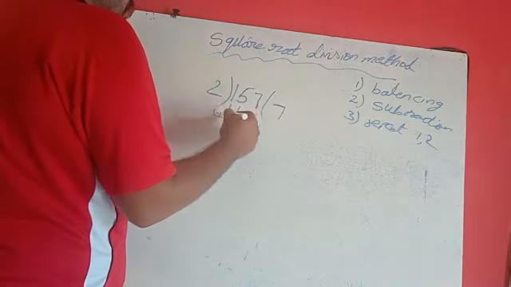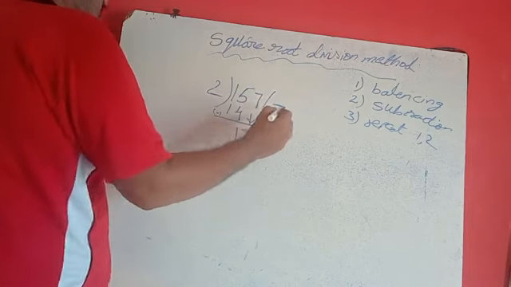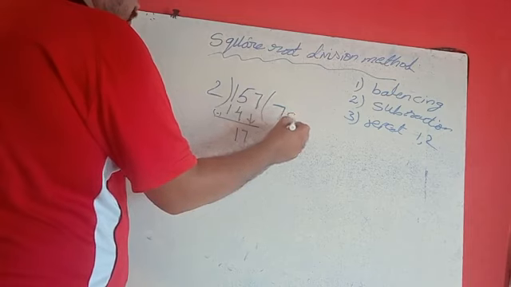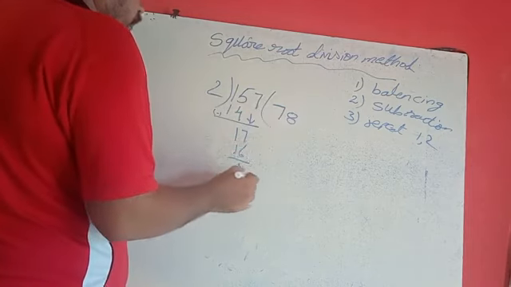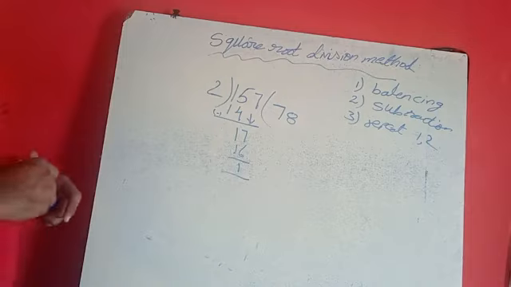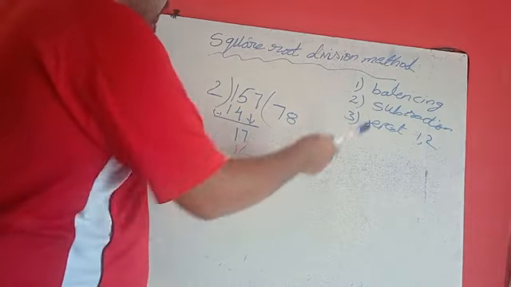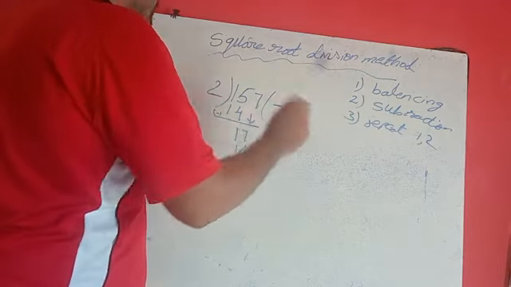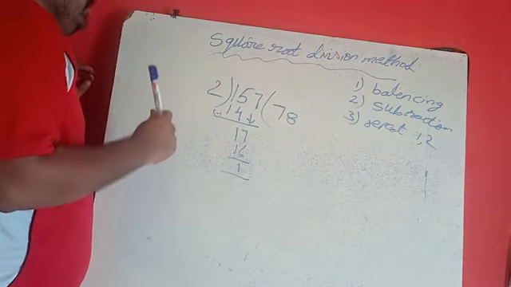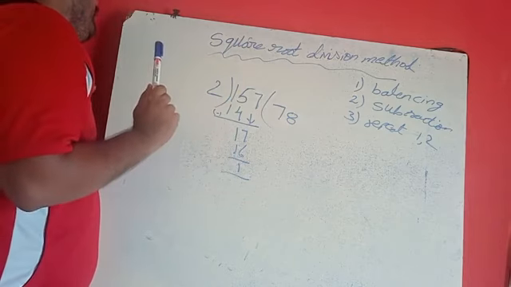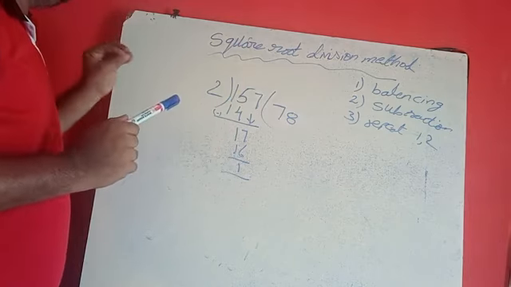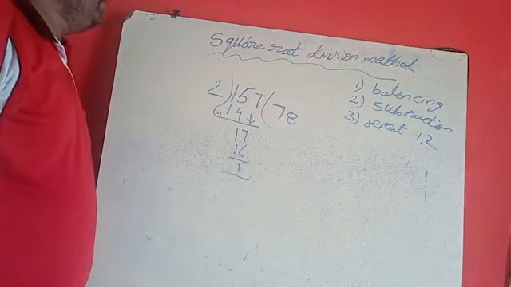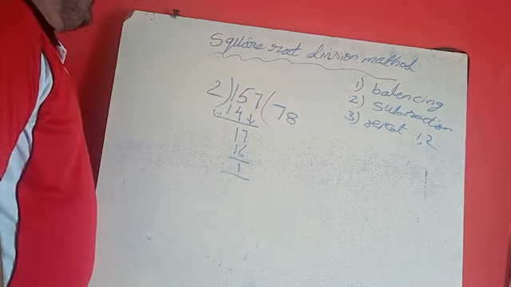17. 7 2s are 14, 2 8s are 16, 2 9s are 18. So how many times do you have to take? Only 8 times, 2 8s are 16, remainder 1. The steps followed here are balancing, subtraction, then again repetition, balancing, subtracting, until we get remainder 0 or no further remainder is possible. This is called the rule of division. But we are doing square root, and there are rules here also for square root.